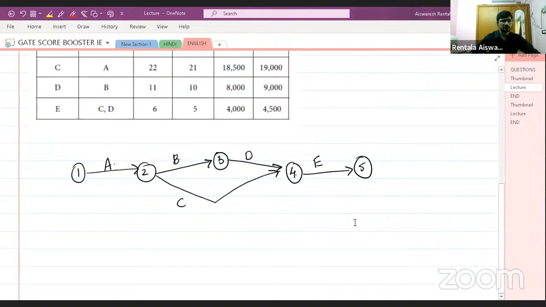Now, I hope you understood this network diagram. If you have any doubt in constructing this network diagram, you can definitely ask. Acha, so minimum cost, I'm getting answers also. Okay, so let us see what will happen.